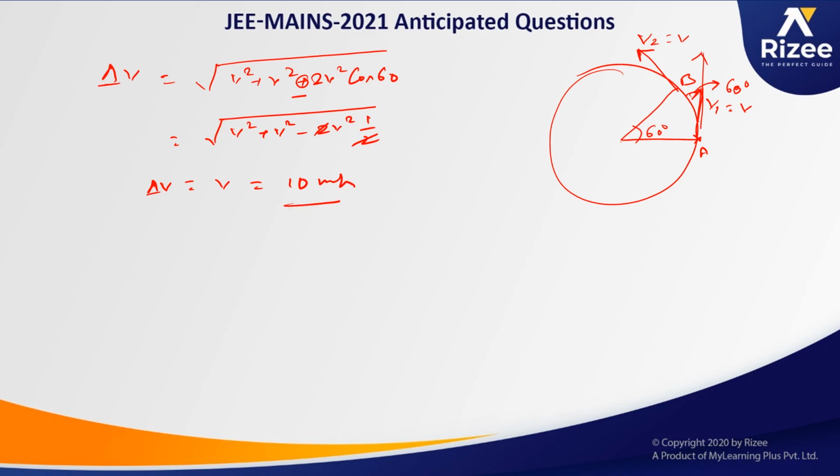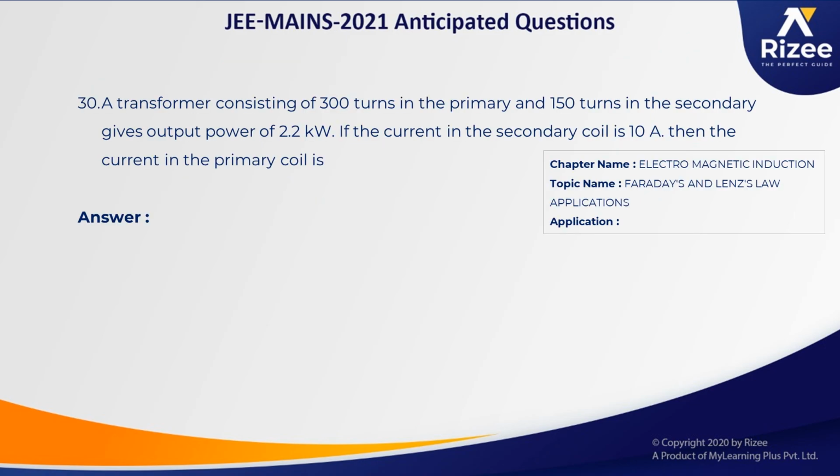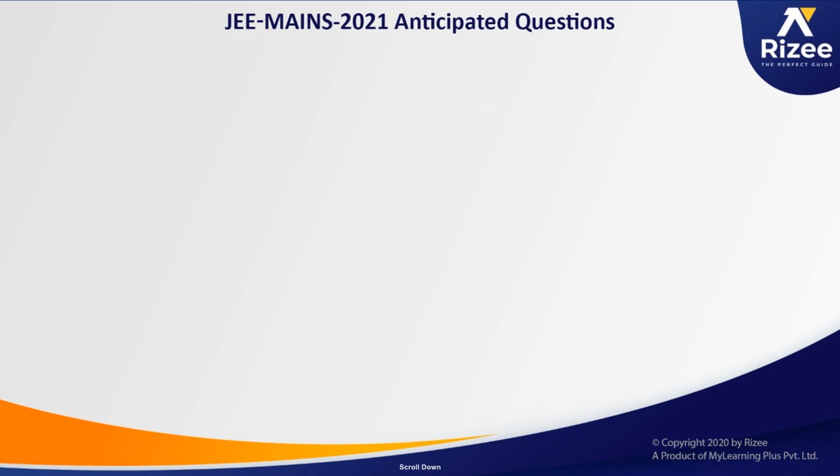Okay, now coming to the next question, and the last question: a transformer consisting of 300 turns in the primary and 150 turns in the secondary gives an output power of 2.2 kilowatts. The current in the secondary coil is 10 amperes, then find the current in the primary. So it's another simple one, but you need to be more concentrated, because simple questions may lead you to the wrong place.